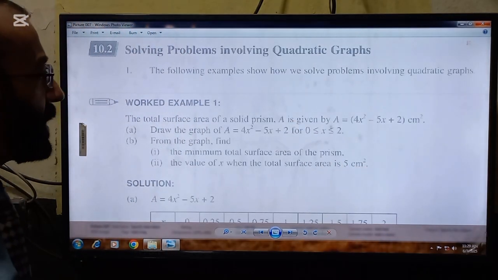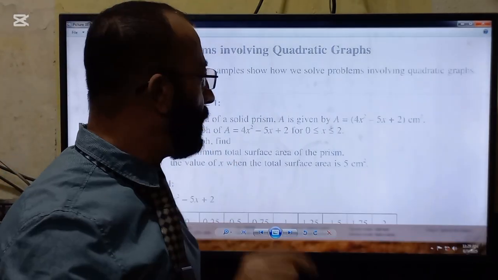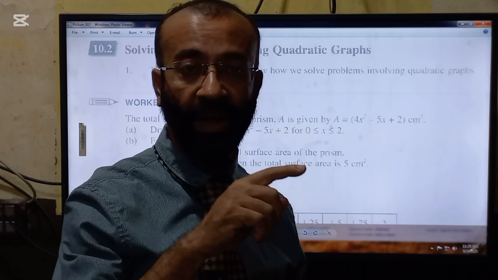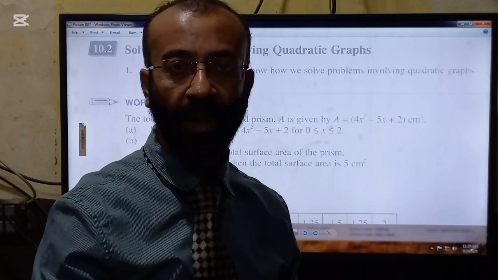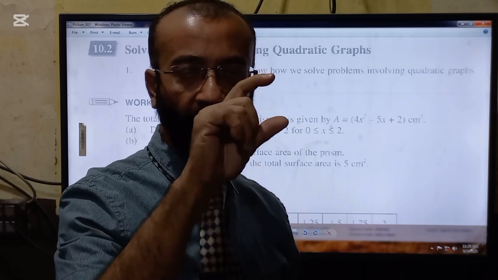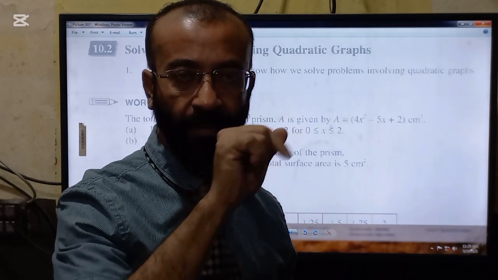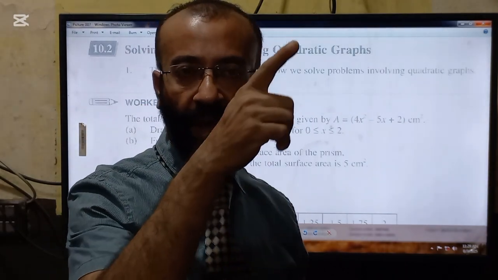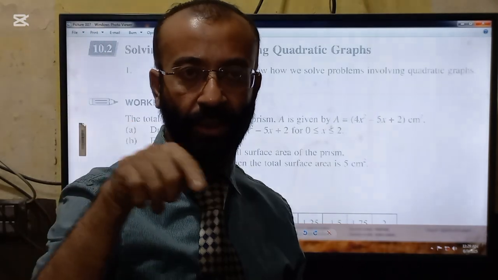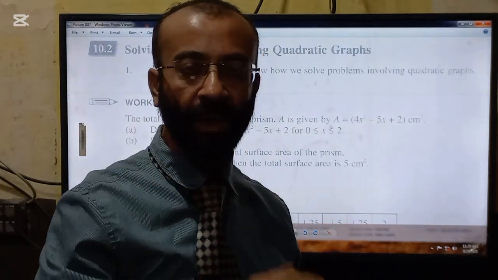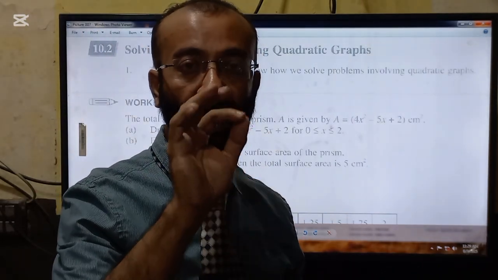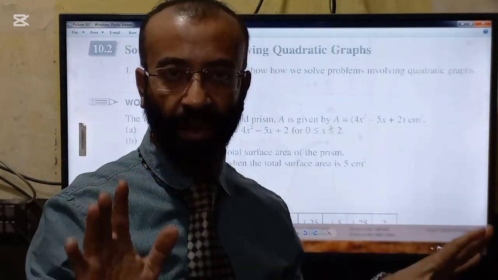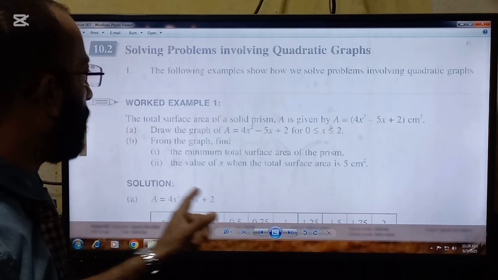Next step will be to choose a suitable scale, because the scale is not given there. So choose a suitable scale for the x-axis and y-axis as well. Then the next step will be to plot the values from the table on the graph paper. Next step will be to join the points with a freehand curve. Next step will be to label the curve, and up to that step the curve will be done, and then we can solve all these parts.